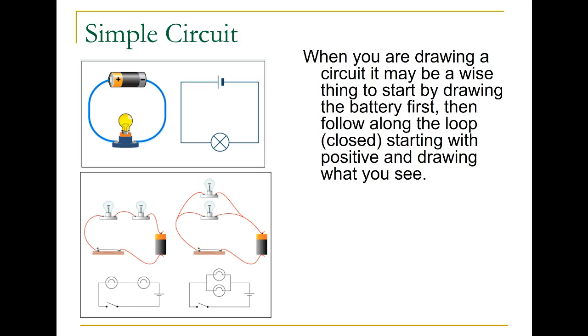So at the top, we just have a simple circuit with a battery and a light bulb, and sometimes a light bulb is a circle with an X through it in a circuit diagram. And then at the bottom we have two light bulbs, a switch, and a battery on the left here in series. And on the right we have a battery and two light bulbs in parallel.